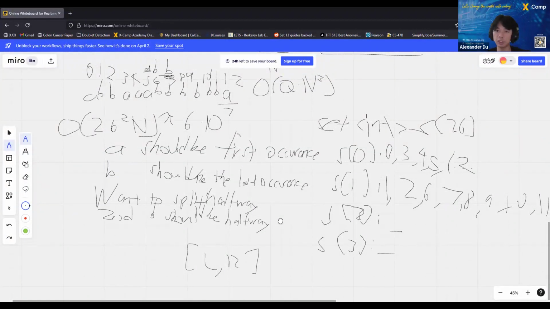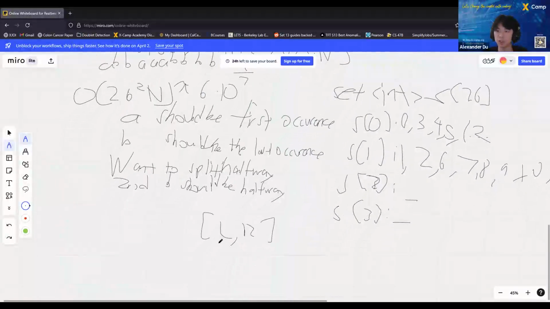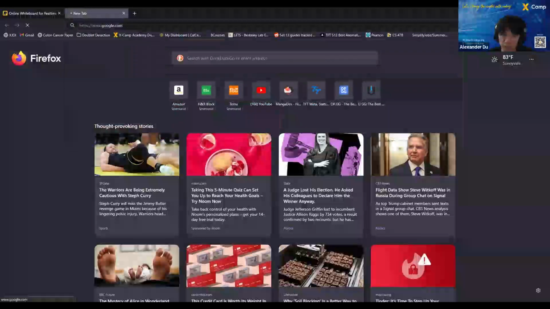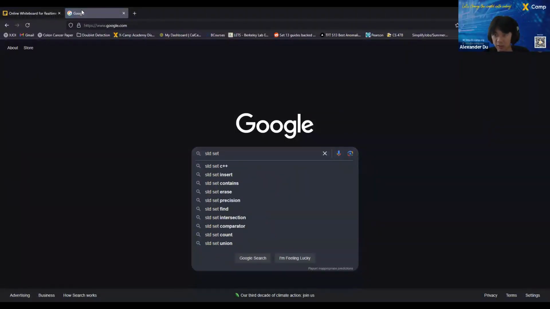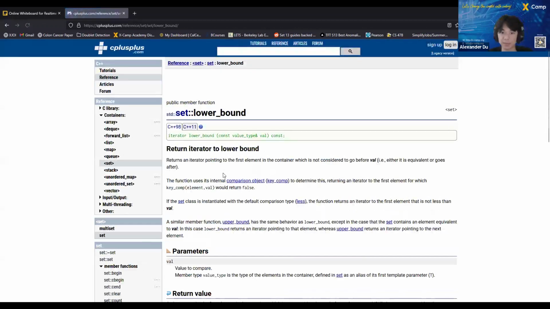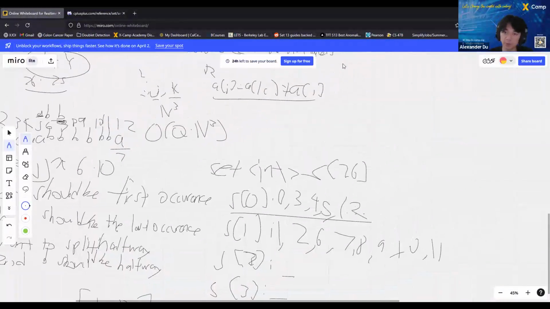But now we can do a pretty easy query on finding the first occurrence within this range of a letter A by using the set. How we do this is basically binary search, but we don't have to code out binary search ourselves because std::set has it built in. So we can use lower bound for this one. What this does is it finds the first element which is not considered to go before the value. Basically, it finds the first value that is equal to or goes after the value you're looking for. And this is exactly perfect for what we're doing.